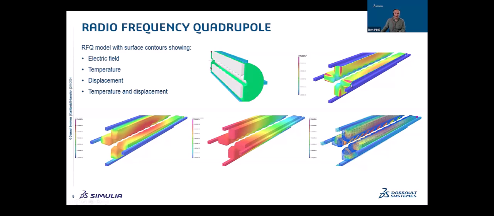In this plot, you can see the electric field. On the bottom left, you can see the temperature, and the effect of these combined forces lead to a displacement of the veins of the RFQ. So in red, you can see the largest displacement. And then on the right, you can see an exaggerated view of the mesh displacement with temperature laid over it.